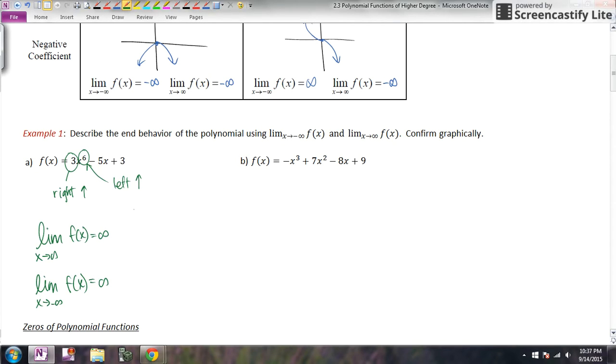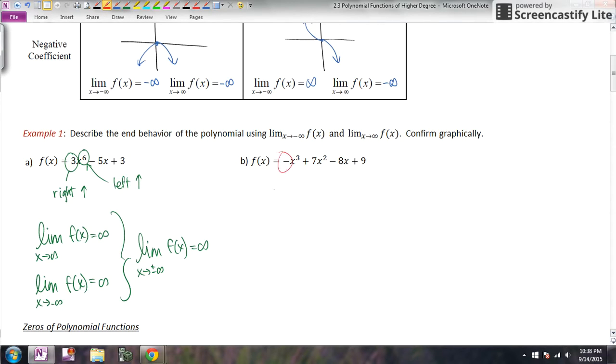So again, remember, we could condense that to just say the limit as x goes to plus or minus infinity, the function goes to infinity. That's just one way to write it in one line instead of having to do two. All right, what about this next guy?